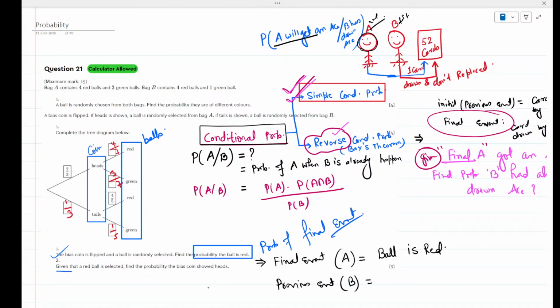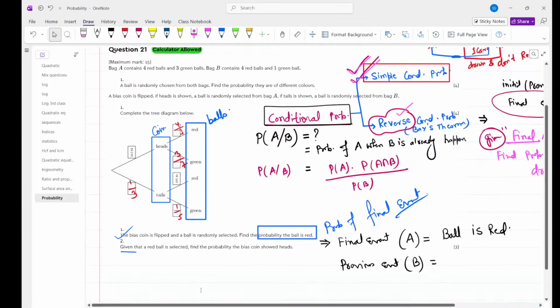Yes, Akansh. This is the normal process. The first coin is tossed, and then you have to select the ball, find the probability that the ball. What is the condition here? Tell me. What's the condition you are getting here?